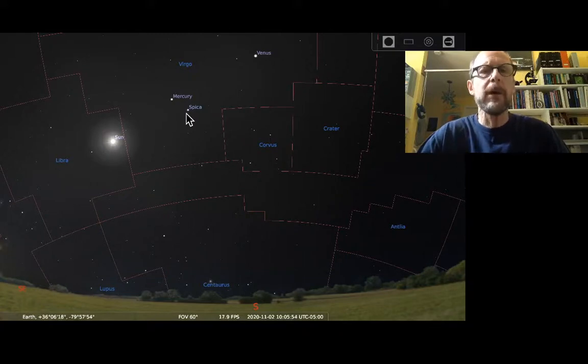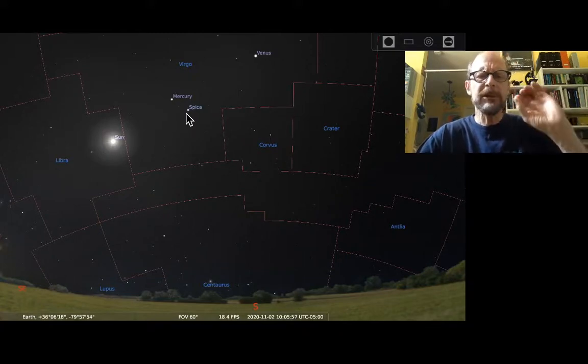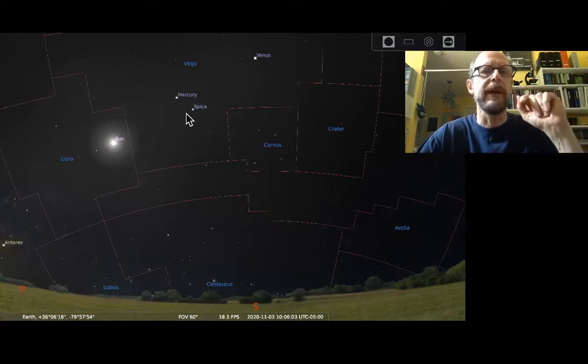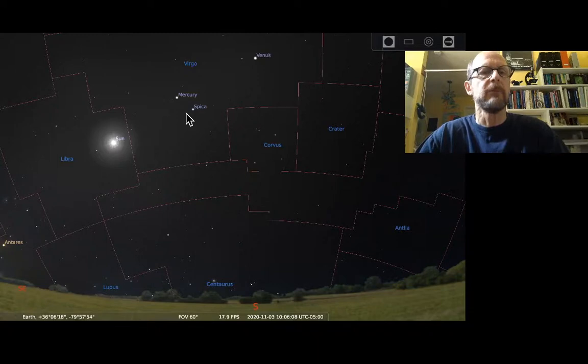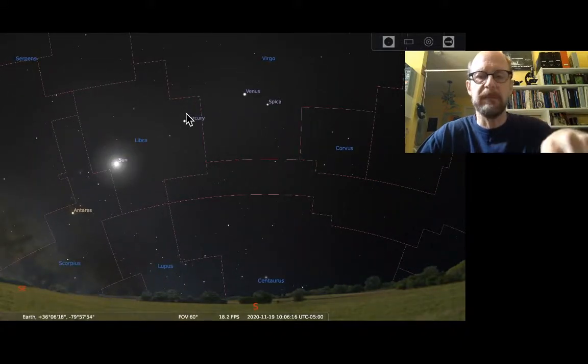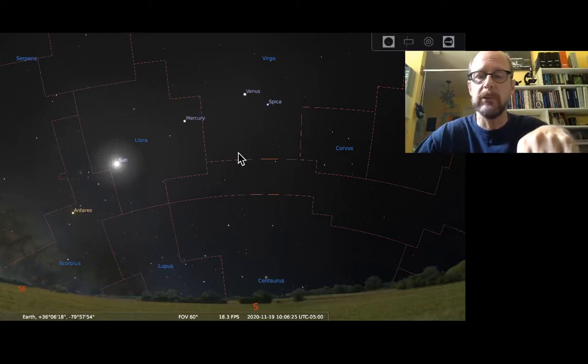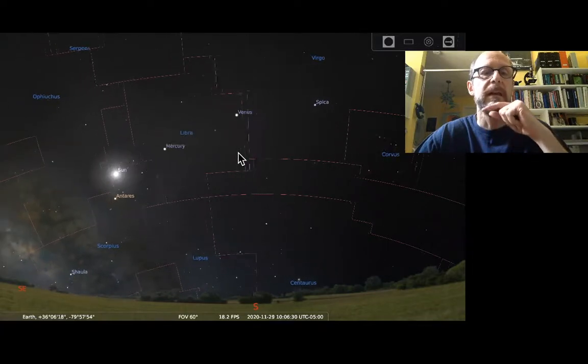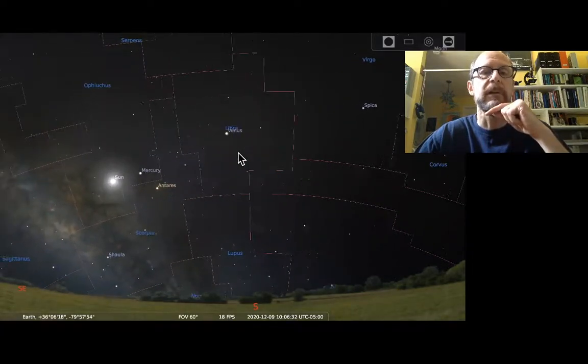And I'm going to go ahead and advance time here. With a key press, I'm going to jump forward one day. And you can see that the sun has moved in that one day relative to the background stars, as have Mercury and Venus. You can see it's now November 19th, if you look at the bottom there. And we can see that Mercury has moved into Libra, and the sun is moving out of Libra into Scorpius. And Mercury and Venus are kind of going with the sun.